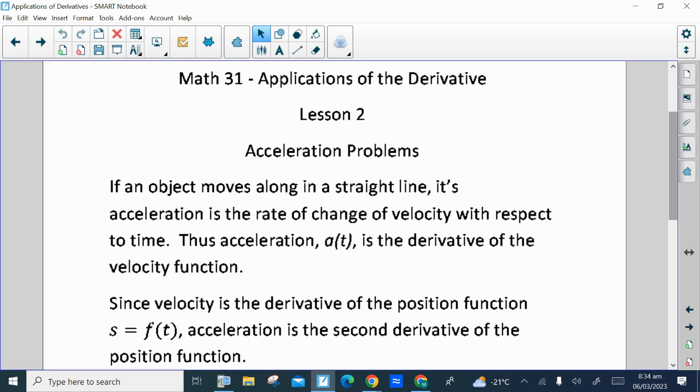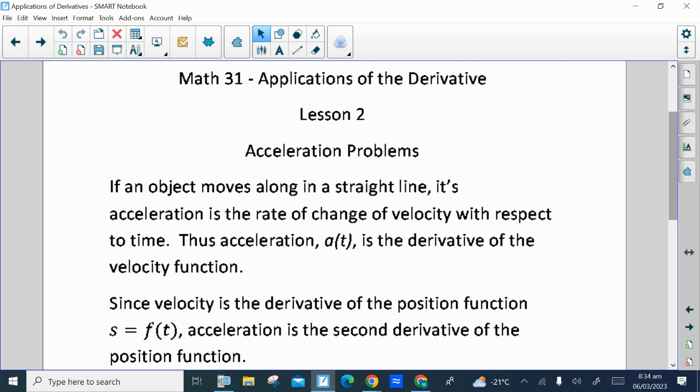So, last class we saw that velocity was the derivative of the position function, and then I also mentioned that acceleration was the derivative of the velocity function. So we'll look at some examples today dealing with acceleration.